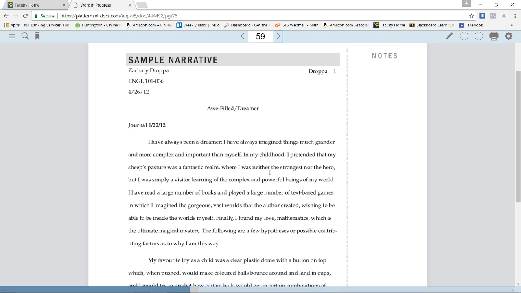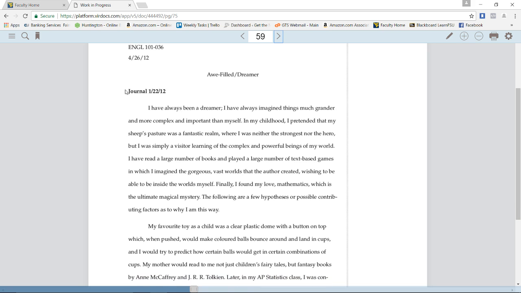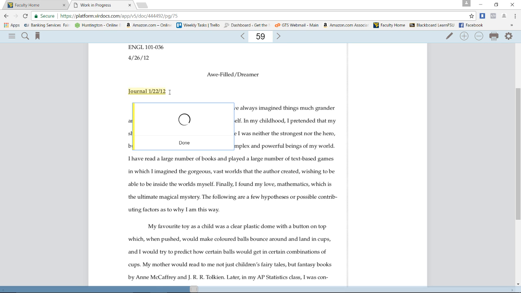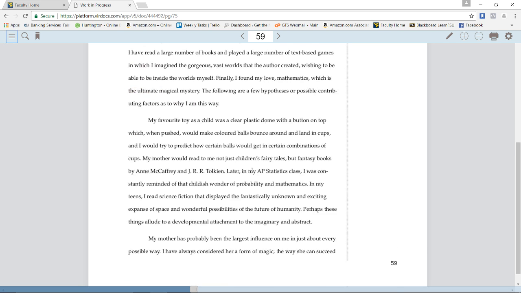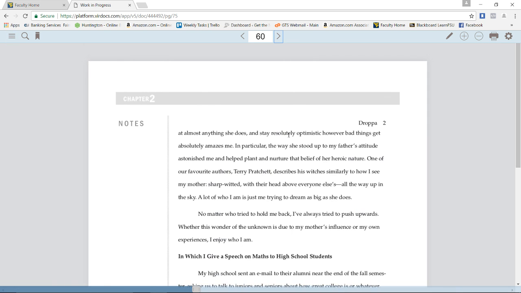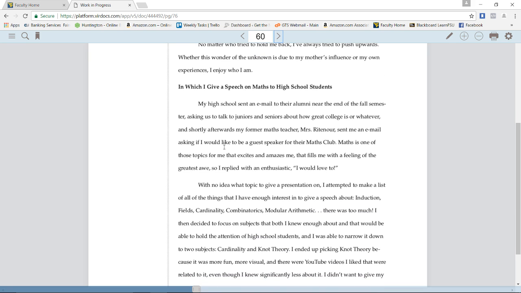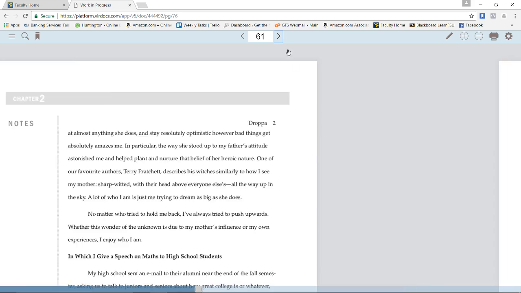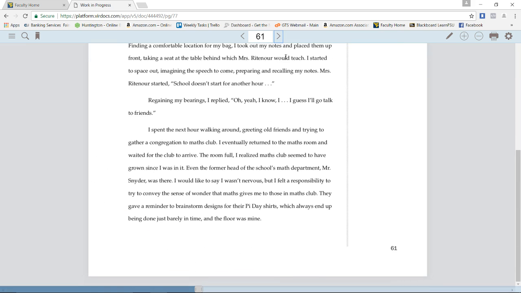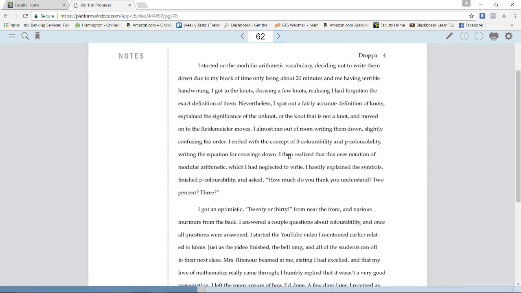Now here is the sample essay that's in the book. It's not one of my favorites. I don't really like it a whole lot just because I don't care a whole lot for the content, but it does give you a good example of how to use some other types of genres. Notice he starts with a journal. A journal would be a type of genre, right? Okay, so he has a journal, and then on the next page he has basically a discussion where he gives a speech and how that turned out. And that goes on to the next page here, page 62.